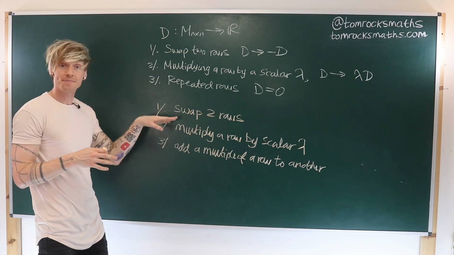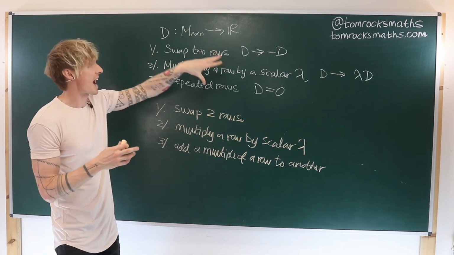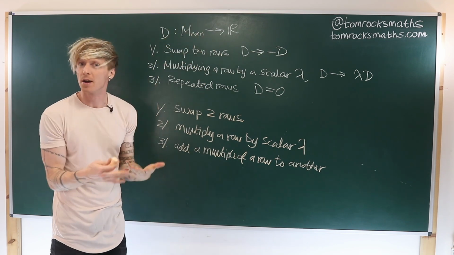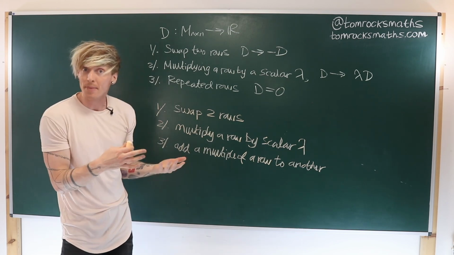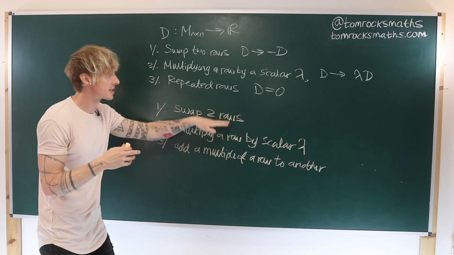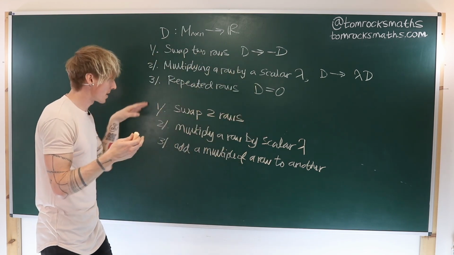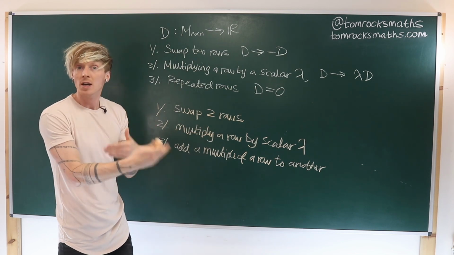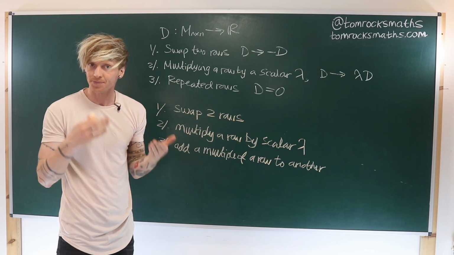Now the first one, swapping two rows, well, that's exactly defined as a property of the determinant function. So whenever we swap two rows, we just remember that the determinant will swap signs. So every time we do this, we get a minus and then become a plus and then a minus and a plus. So however many rows we swap, we just remember to multiply by -1 that same number of times.